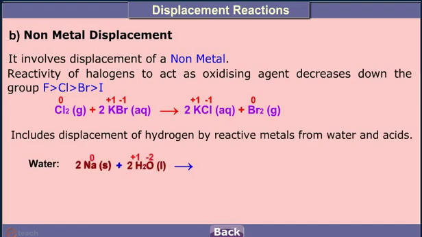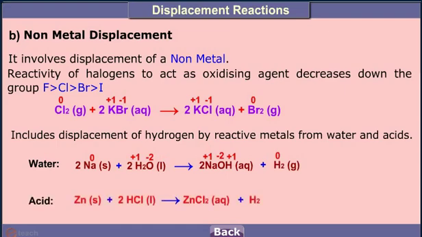Water: 2Na solid and 2H2O liquid gives 2NaOH aqueous and H2 gas. Acid: Zn solid plus 2HCl liquid gives ZnCl2 aqueous and H2.